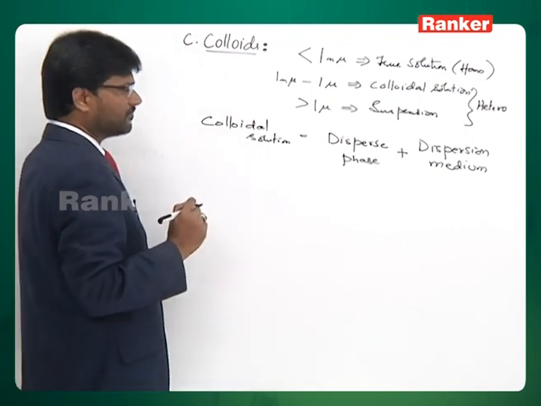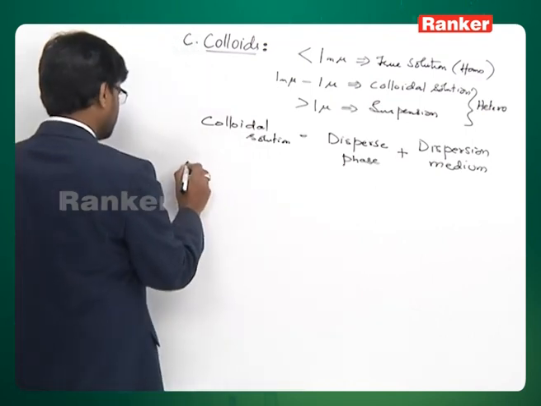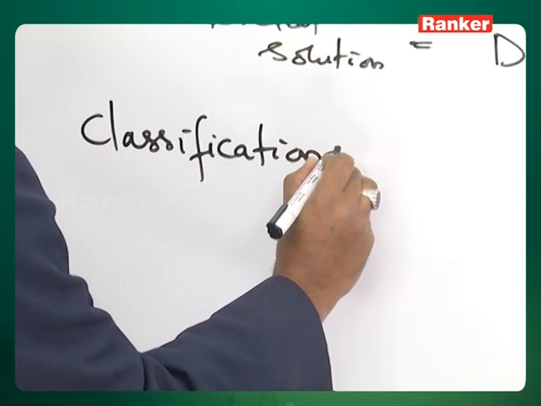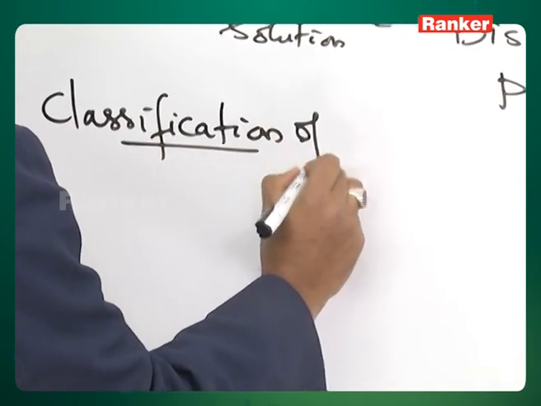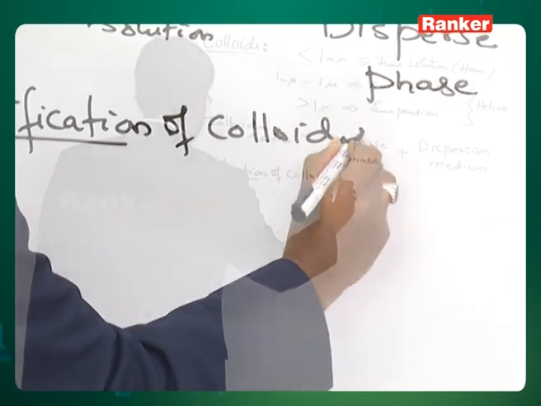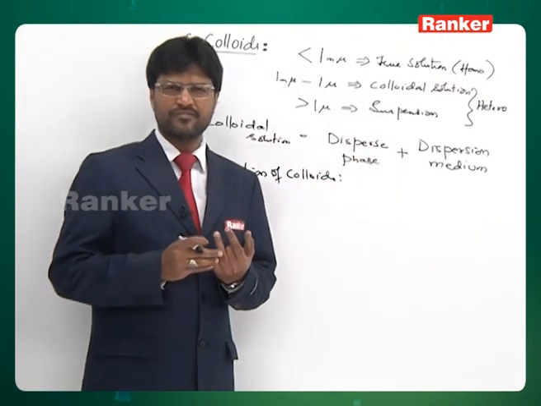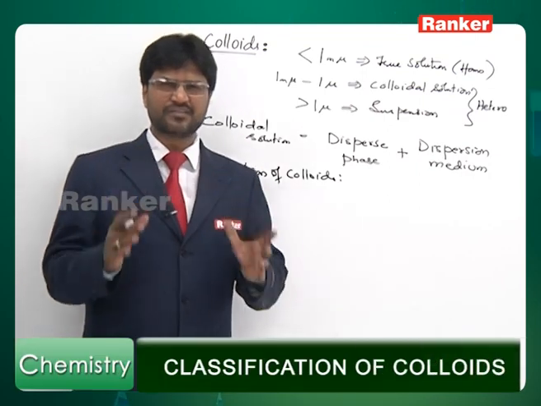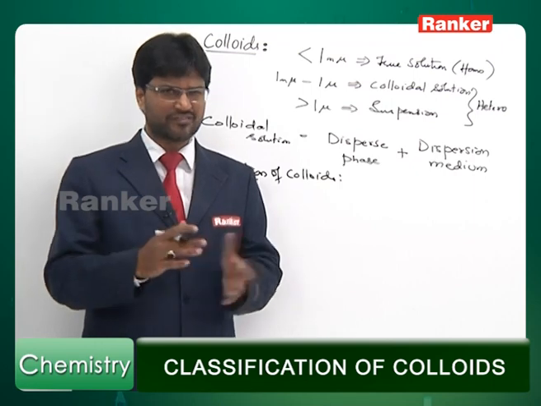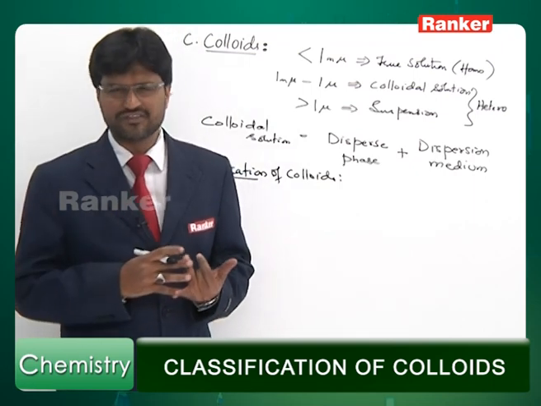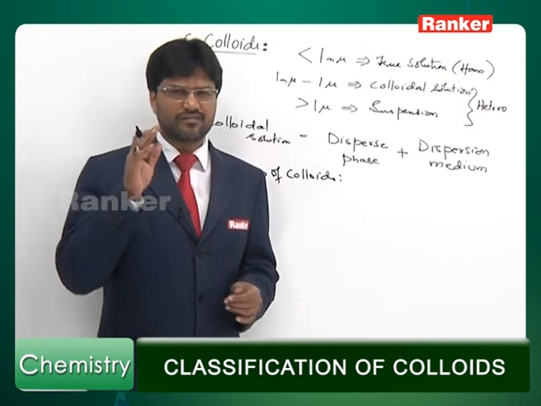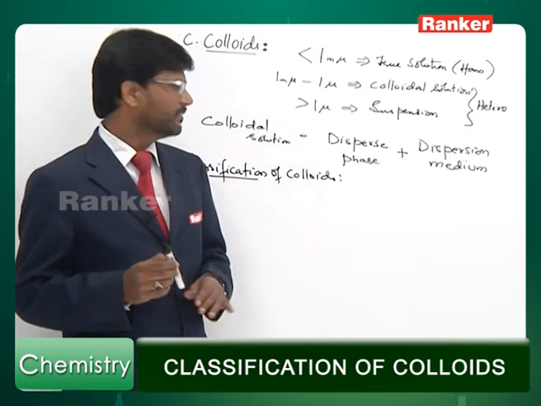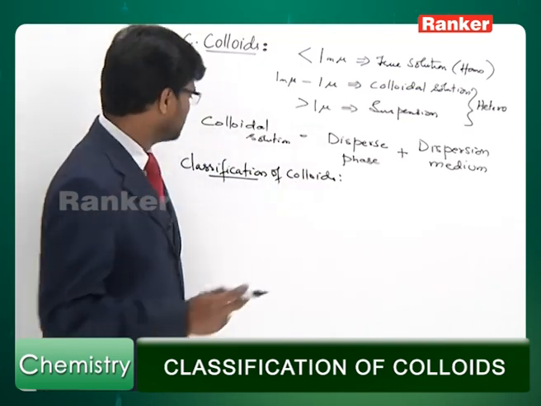Let us now learn about classification of colloids. See, I would like to repeat this. We said when we mix two components, three possibilities arise. One of them is colloidal solution, where the particle size is 1 millimicron to 1 micron, anything in this range. Another thing we said is colloidal solutions are heterogeneous, not homogeneous. And one more thing we have said is that the two components are named as disperse phase and dispersion medium. Now, we are going to talk about classification of colloids.